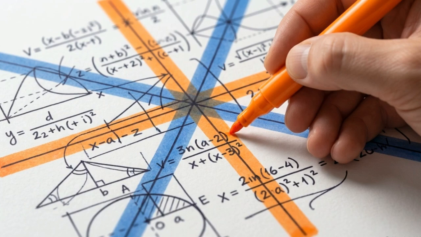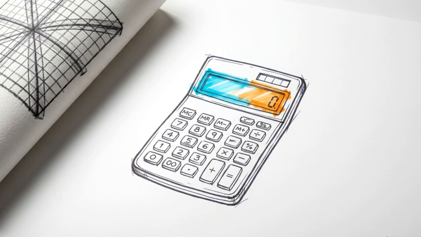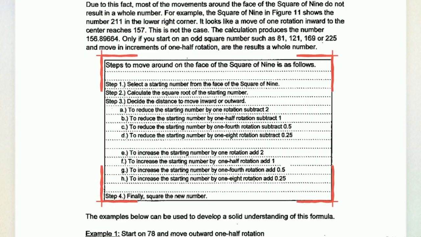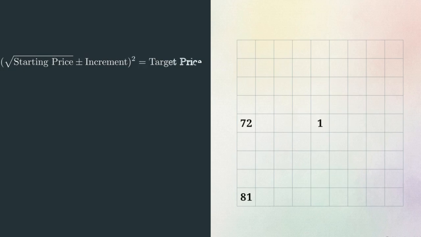We can find any cardinal or diagonal point without needing the physical grid. This formula allows us to move around the face of the square mathematically. It is the technical basis for the indicators we will explore in later chapters. The calculation is straightforward. Find the square root of your starting number, add or subtract a specific fraction based on the target angle, and then square the new result.